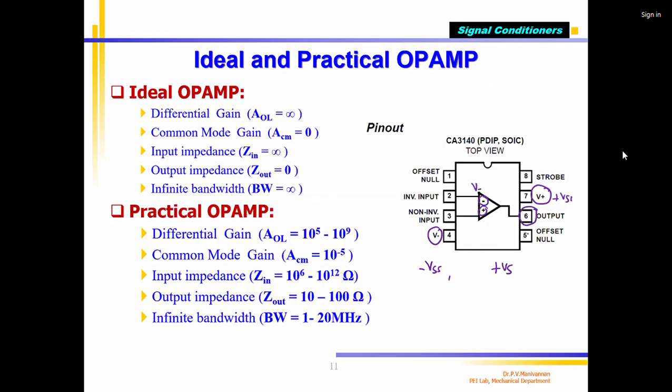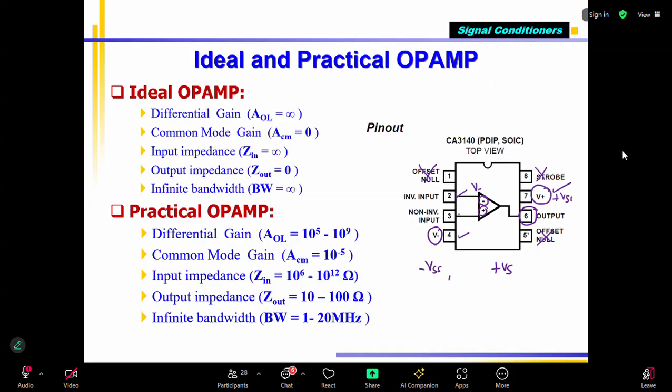And pin number 5 and 1 are called offset. Pin number 8 is called strobe. Right now, don't worry about it. If you want to know that, go and see the data sheet. I'm not going to explain, we don't have time. Correct? So, the most important pins are the supply pins, pin number 7 and pin number 4, and input pin number 2 and pin number 3. Output is pin number 6. But it is an 8 pin IC.